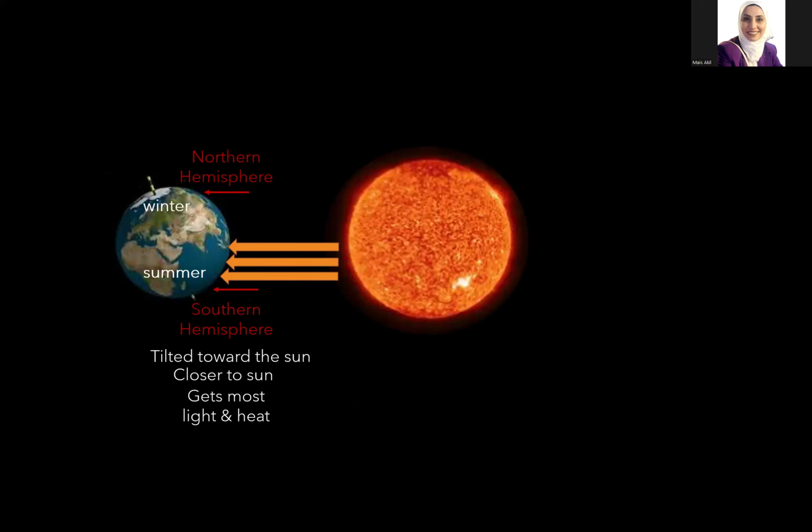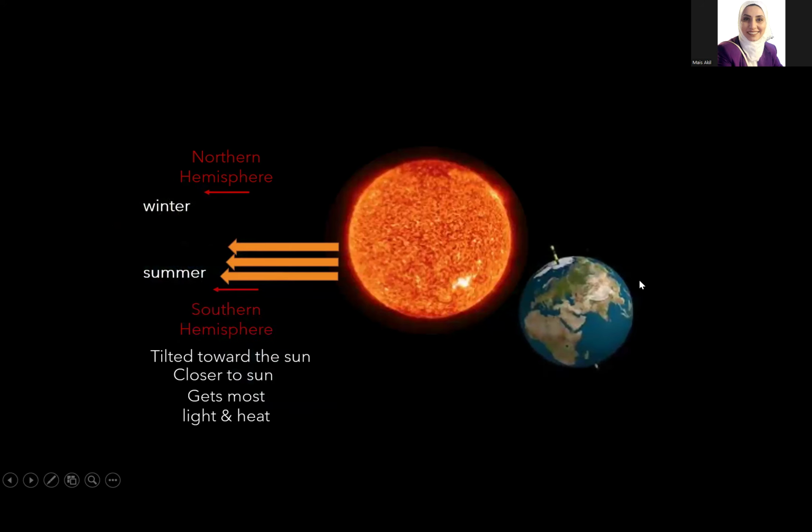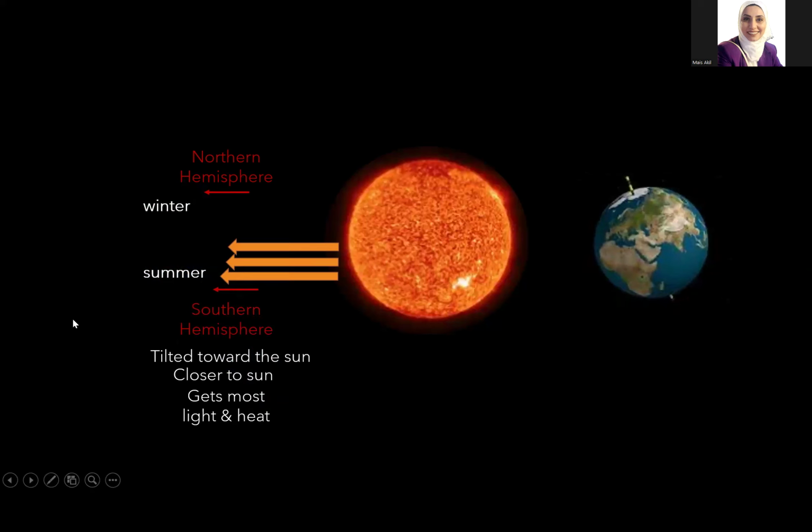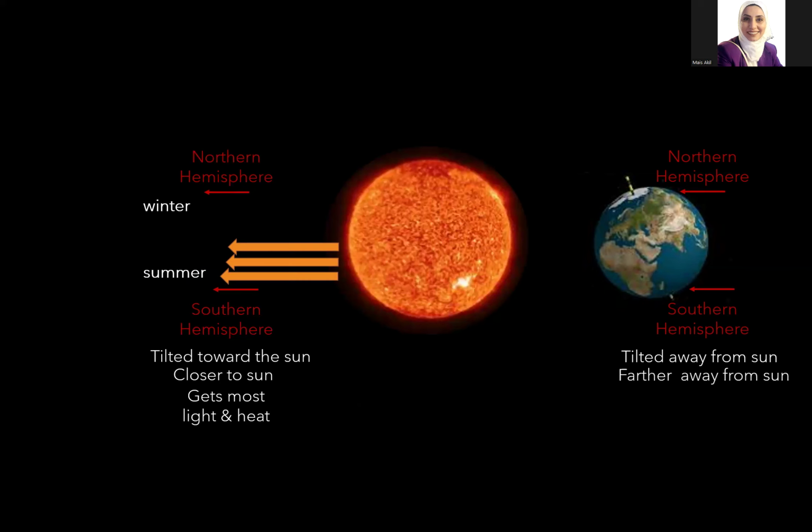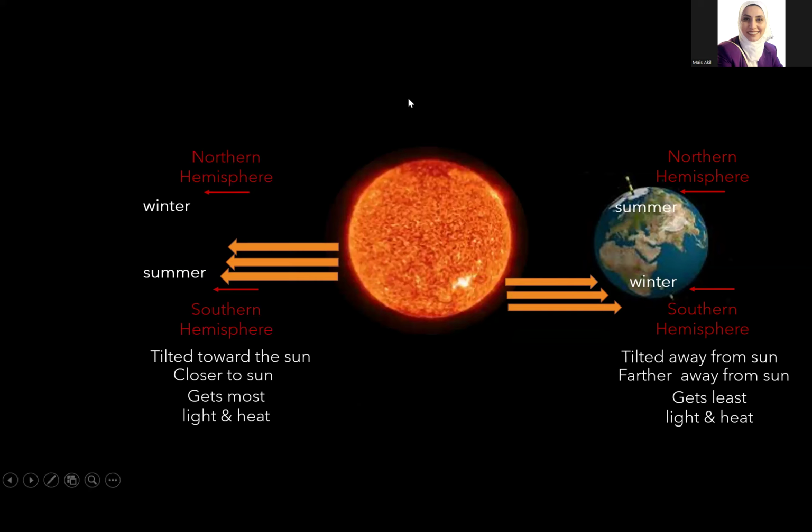winter. Now, after a few months, because as you know, the Earth is revolving around the sun, the Earth is changing its position. So after about 6 months, the Earth position will be on the other side. As you see, when the Earth was here, the southern hemisphere was tilted toward the sun. Now, the northern hemisphere is tilted toward the sun, and the southern hemisphere is tilted away from the sun. So it's farther away from the sun than the northern hemisphere, and it gets the least light and heat. So this is why it has winter. And the northern hemisphere has summer. And in this position, the southern hemisphere will have fall, and in this position, it will have spring.